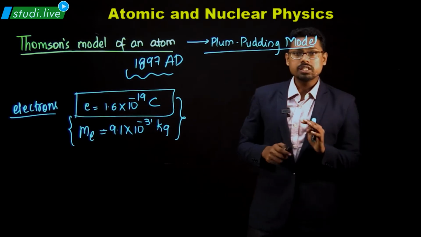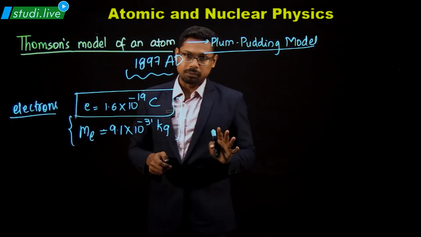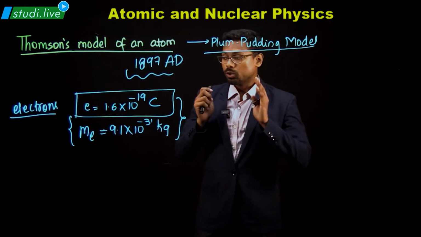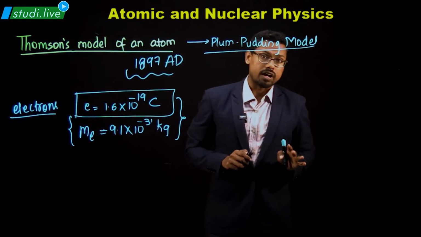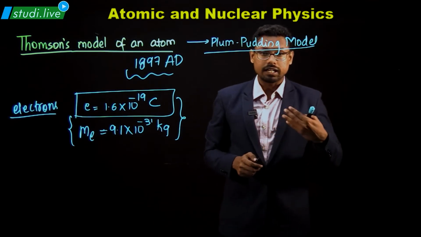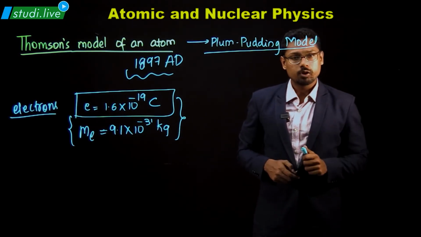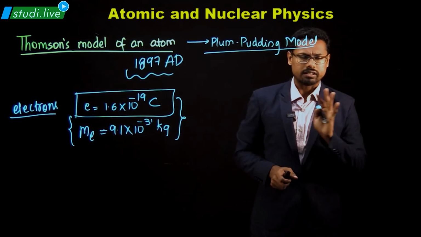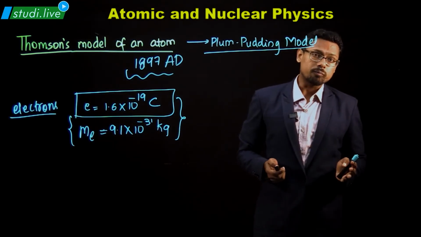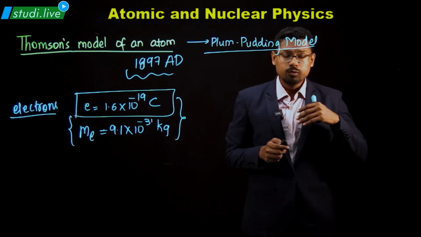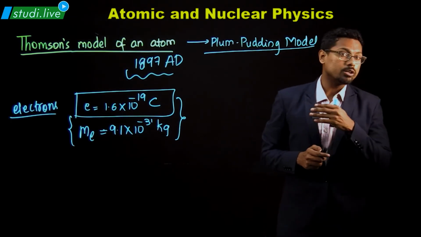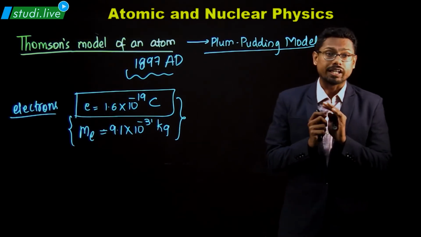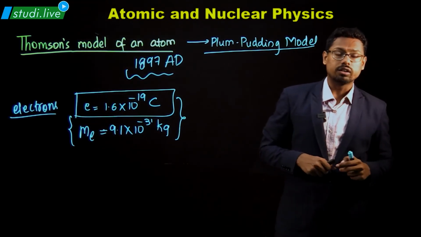Thomson's model was correct at many places. It clearly explained thermionic emission, the photoelectric effect, and the concept of ionization. The photoelectric effect, I guess we have studied earlier. Thermionic emission is the emission of electrons due to heat under certain conditions. Ionization, we know. What is ionization? The removal of electrons from the outermost orbit of an element is called ionization. And Thomson's model was capable of explaining all these three concepts.